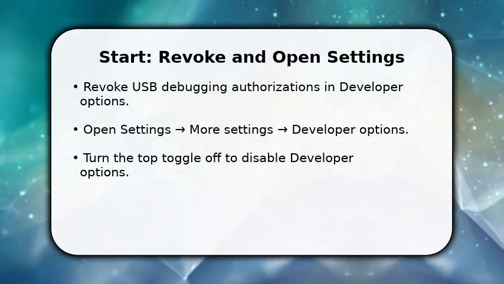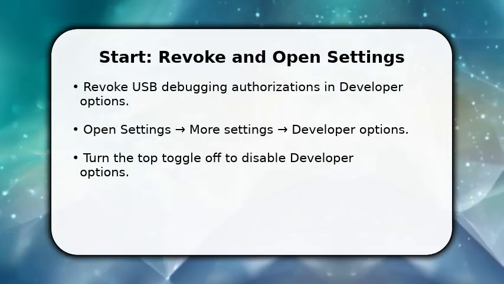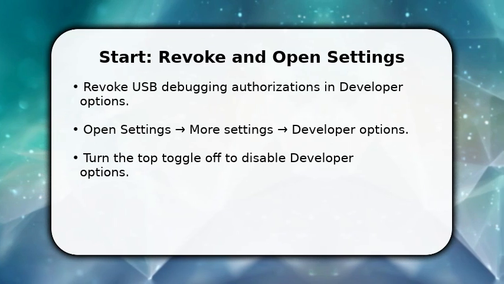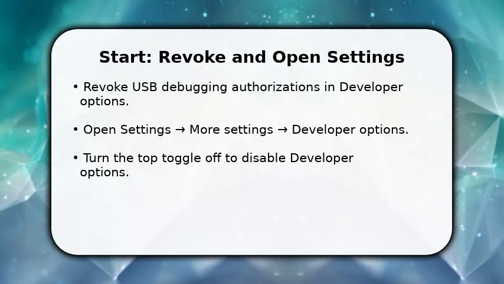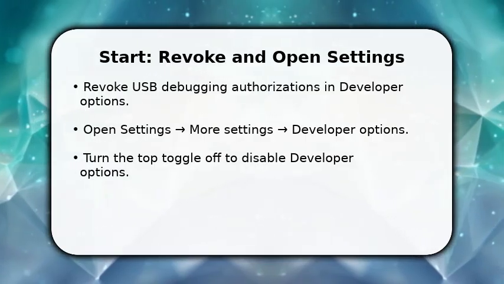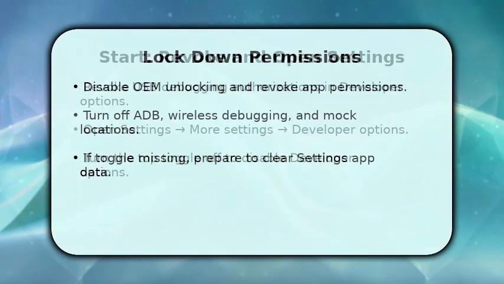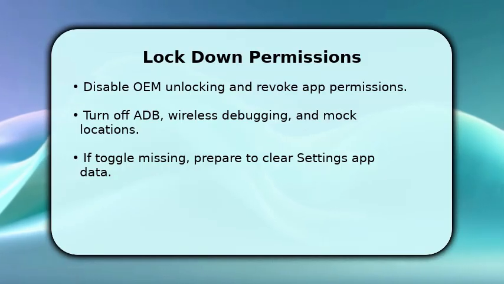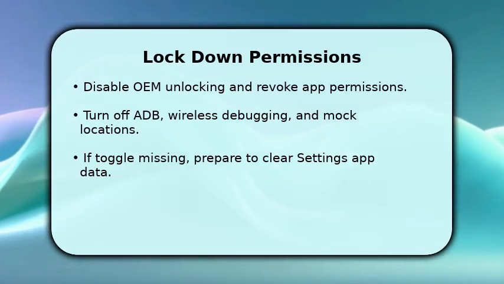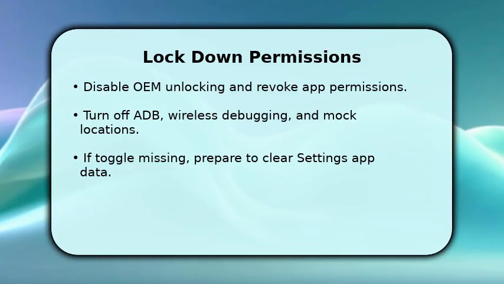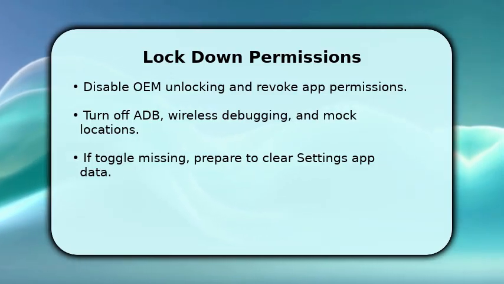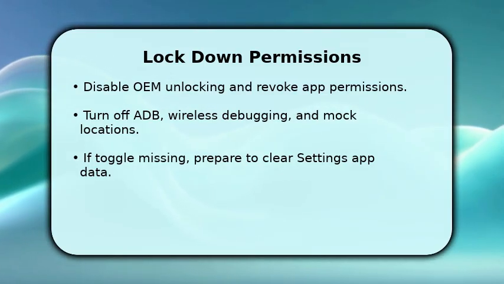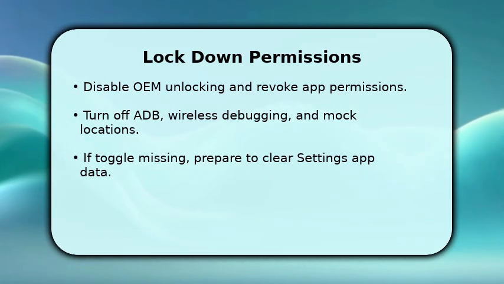Do this now so the system stops exposing debug bridges and advanced toggles, which prevents accidental changes and ends remote access from ADB. Next, make sure all risky settings are turned off. You should disable OEM unlocking and revoke any app permissions granted from developer options. This prevents bootloader changes and app-level test access. Turn off ADB, wireless debugging, and mock locations so no background service can re-enable debug access.